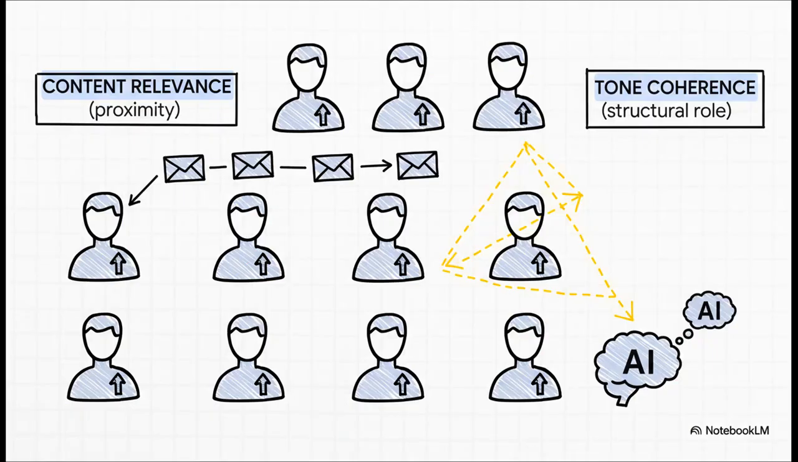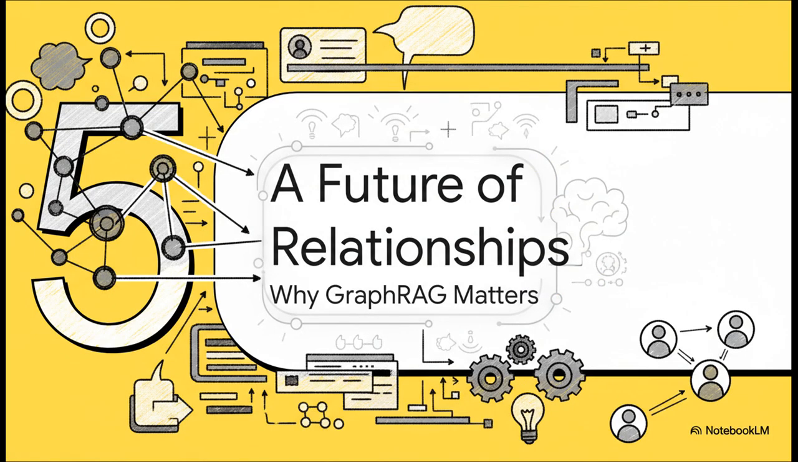And this example just makes it all click, doesn't it? Imagine an AI is helping you write an email. To make sure the content is relevant, it might look at other emails in the same conversation. That's a proximity thing. But to get the tone right, it might need to look at emails from other managers in the company, people who have a similar role, even if they're not in this conversation. GraphRAG can understand both of those different kinds of relationships. So, it's pretty clear this isn't just some small technical upgrade. This is a whole new way for AI to see and reason about the world.